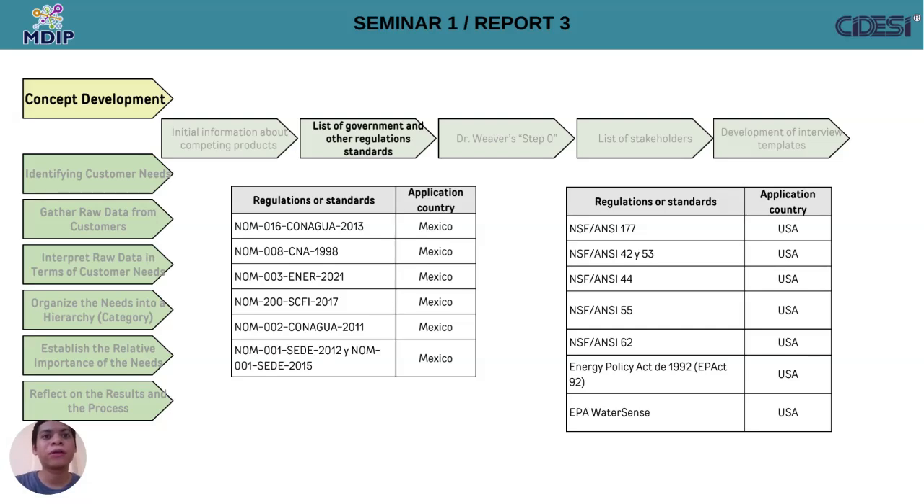Government and other regulations and standards applicable to the product in Mexico were reviewed, including Mexican official standards and US agencies and certifications such as the EPA and WeatherSense, respectively.